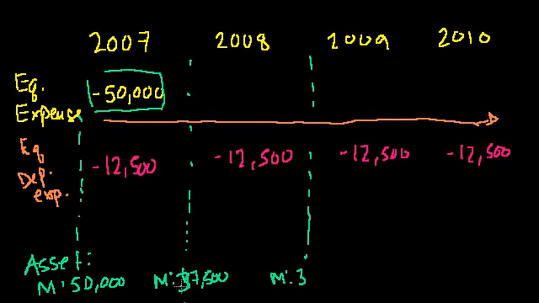So then the machine is 25,000. And then another 12,500 on the books, it'll say the machine is worth 12,500. And then at the end of 2010, it'll say the machine is worth nothing.